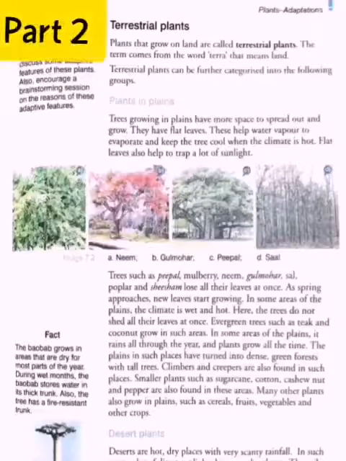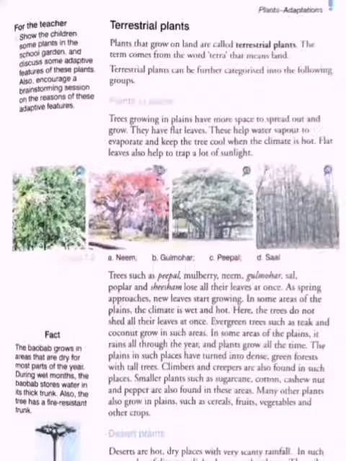That the plants in plains, how they are categorized from region to region of the areas of plains. The facts are given. Let us see. The baobab grows in areas that are dry for most of the part of the year. During wet months, the baobab stores water in its thick trunk. Also, the tree has a fire-resistant trunk.